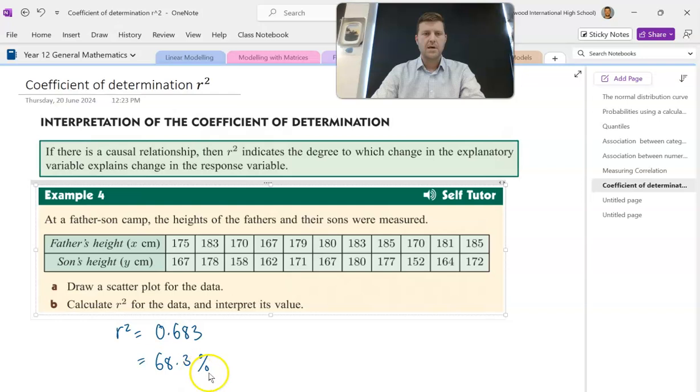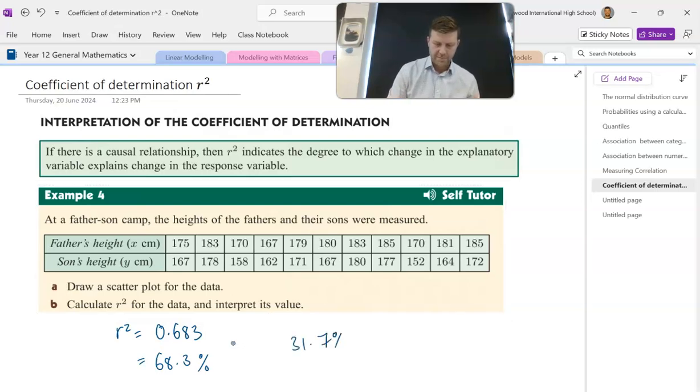This R squared value will tell you what percentage of the response variable is determined by that explanatory variable. What percentage of the Y variable is determined by that change in the X variable. So out of 100%, there's still 31.7% of reasons, I guess, missing. What are the other 31.7% of reasons that impact or determine the height of that father's son?